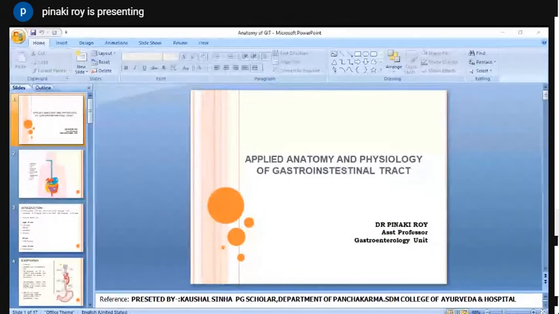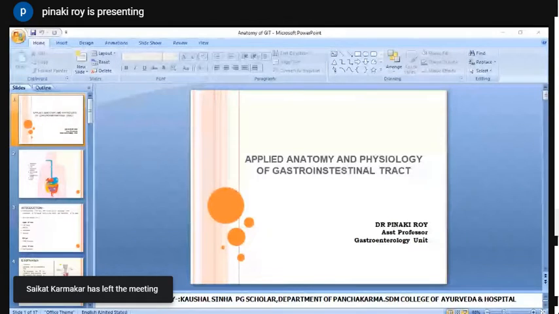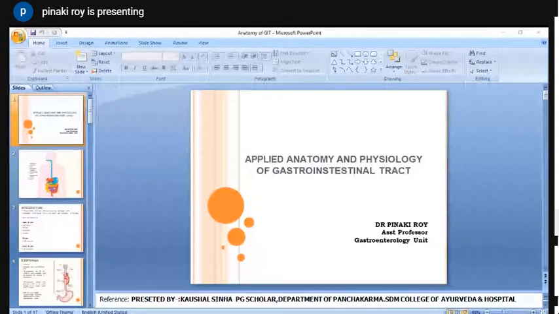The upper GI tract consists of oral cavity, pharynx, esophagus, and stomach, and also duodenum. And the midgut consists of mainly jejunum and ileum. And the lower gut consists of large gut. Okay? We must have some idea regarding the gross anatomy of these different parts of the GI system, as well as the applied physiology and what role it plays in the development of some pathology.